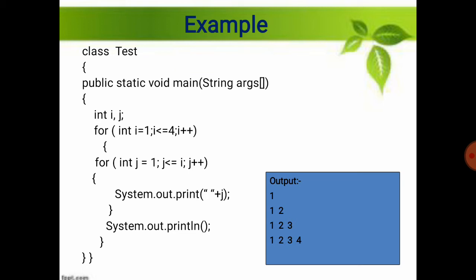Then i is equal to 2. When i is equal to 2, the inner loop revolves 2 times, because here j = 1 and j <= 2, since the value of i is 2. So it prints 1 and 2 the second time. Then when i is equal to 3, the inner loop revolves 3 times and it prints 1, 2, 3. And when i is equal to 4, the inner loop revolves 4 times and it prints 1, 2, 3, 4. So it prints a triangular shape of numbers.